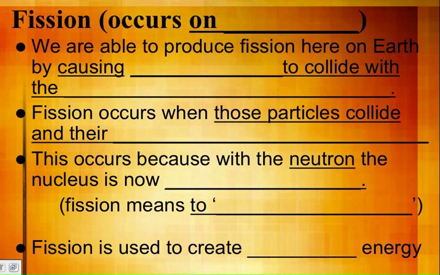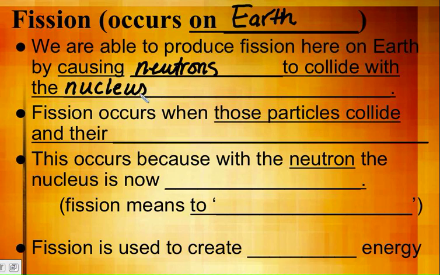So to summarize what we just read, we want to talk about how fission occurs on Earth. Fission is a type of energy that we create here on Earth, man-made. What's happening is we are causing neutrons to collide with the nucleus of another atom. Remember, nucleus is the center. We have some fancy technology that can fire neutrons at other atoms so their nuclei collide.